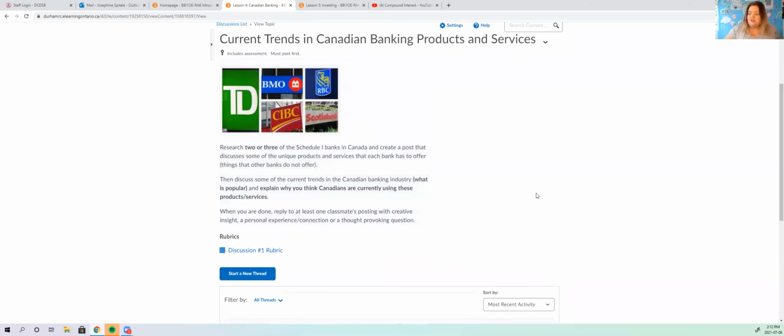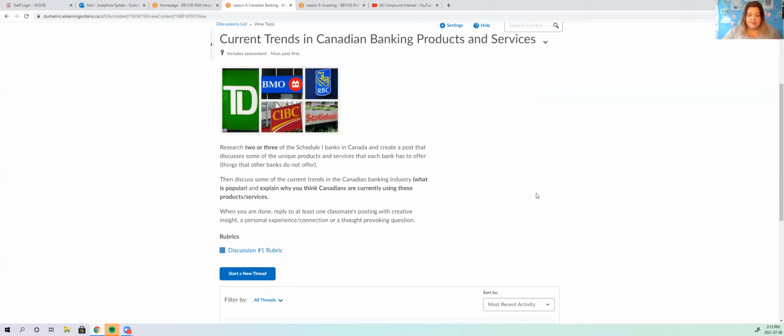And it says research 2 or 3 of the Schedule 1 banks in Canada. And remembering back to what I just talked about, Schedule 1 banks are those big banks like TD, RBC, Scotia, CIBC, BMO, National, Laurentian, and I think there's Canada Western too, and also includes Canadian Tire, PC, Simply, okay? And create a post that discusses some of the unique products and services that each bank has to offer, things that other banks do not offer.